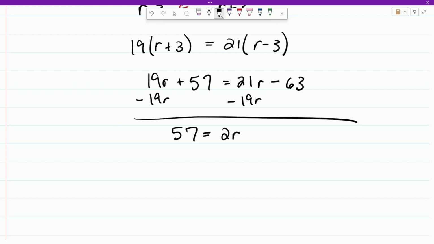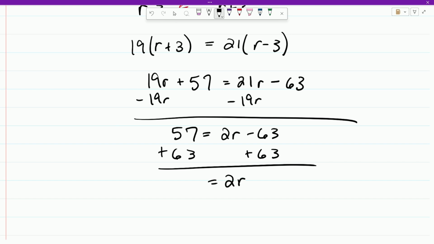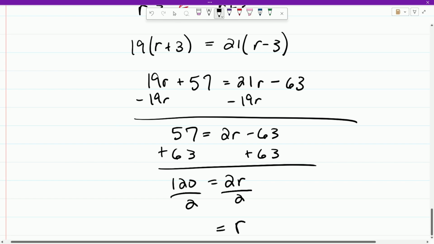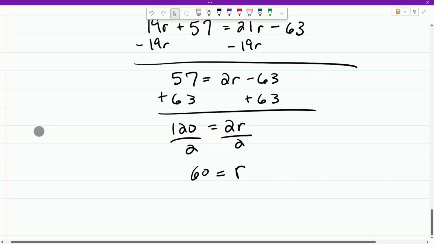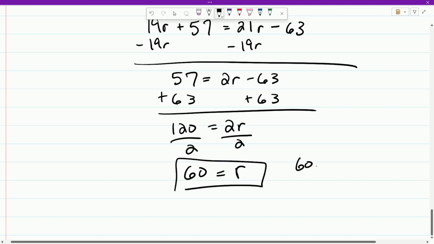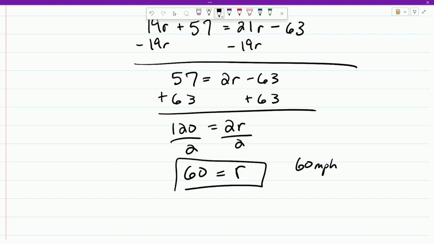Let me just double check to make sure. Minus 63. We add 63 to both sides. Gives me 2r equals 57 plus 63 is 120. Finally, divide both sides by 2, which gives us 60. Let me write that nicer. So the boat is moving 60 miles per hour, which is a really good definition of a speedboat.